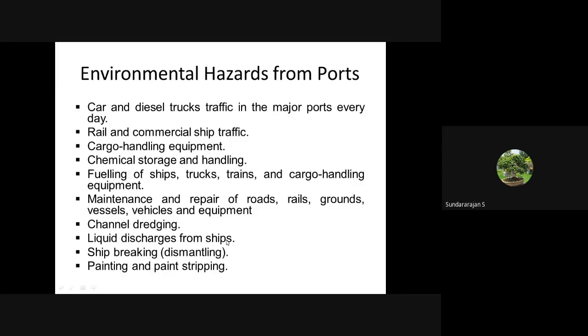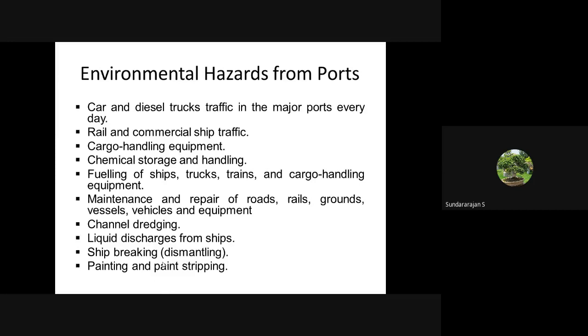There are two things. One is ballast, used to manage the stability of ships. During loading or unloading, ships carry water for balancing, which becomes ballast water, and they discharge that. There are many norms as per the IMO, and we call it the MARPOL Convention. Then the ship breaking industry.